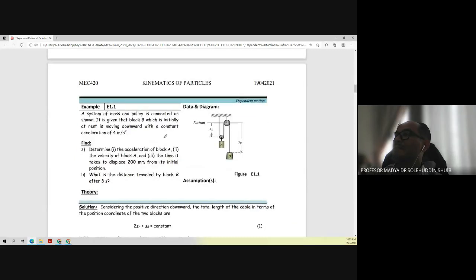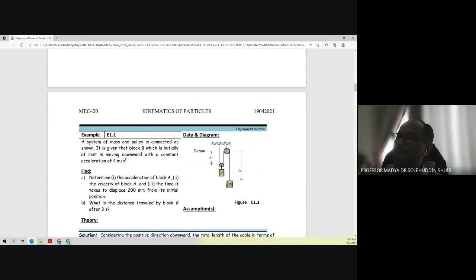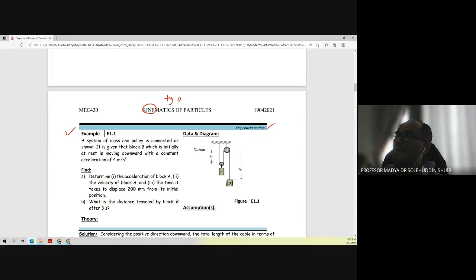We start to do examples to make the concept clearer. Topic of dependent motion. In your note, I think you made a correction for a spelling typo error. This is correct, I have corrected it. Kinematics, kinetics of particle. So we take this as an example. Example 1.1.